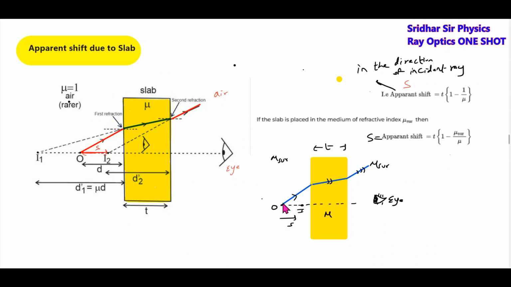It's very simple here. The ray will undergo refraction and the image will appear. For this eye, the object will not be at this point, it will appear nearer to the eye. And how much did it shift? Equal to t into 1 minus 1 by mu. So we'll write down this formula. There's a shift, and in what direction? The shift will be in the direction of incident ray. Here t is the thickness of the slab. If the surrounding medium is mu naught, you substitute that value here. And the shift will always be in the direction of incident ray.